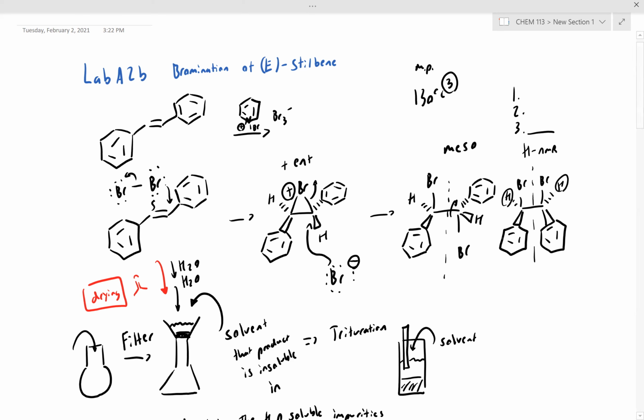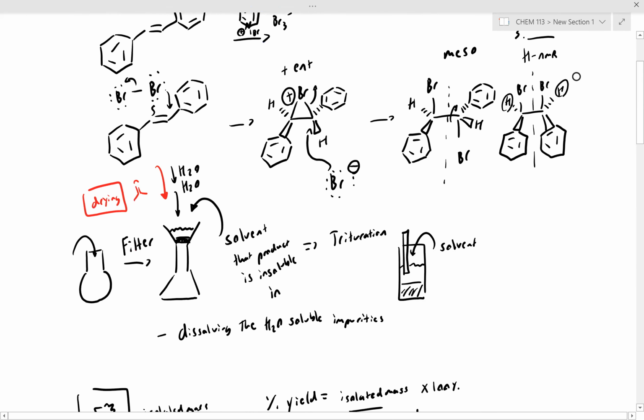So as the reaction takes place, our product will actually precipitate out of our organic solvent of acetic acid. We'll be able to isolate our precipitate and isolate our product via filtration, followed by trituration, or more specifically, rinsing with water. So we're rinsing with water, and this is a solvent that the product is insoluble in, and it's designed to dissolve our water-soluble impurities.